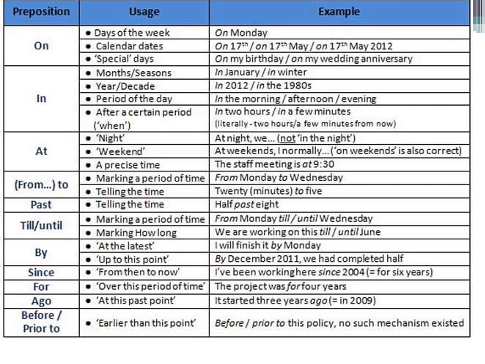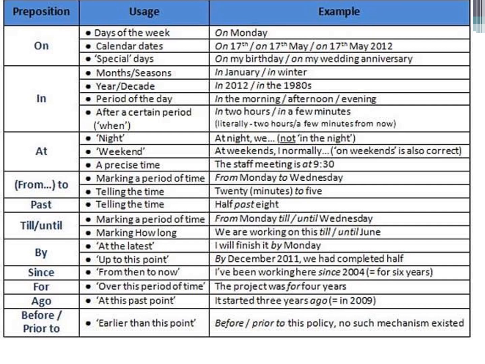Next is at. We can use at before night, weekend or a precise time. For example, at night, at weekends, the staff meeting is at 9:30. When you want to refer to a particular time, we can use the preposition called at. From to, marking a period of time or telling the time. For example, from Monday to Wednesday or 20 minutes to 5. Next, past, telling the time, 8:30.